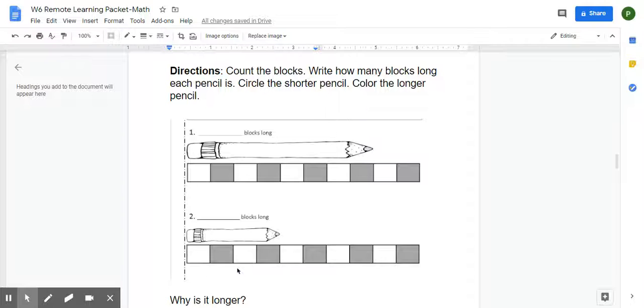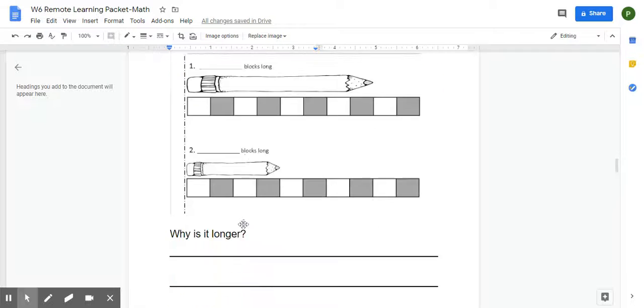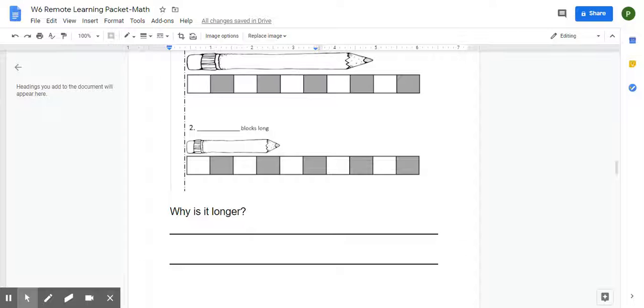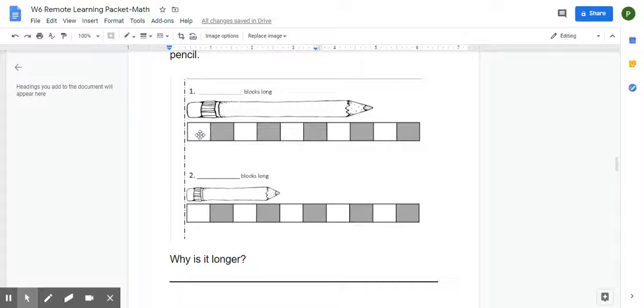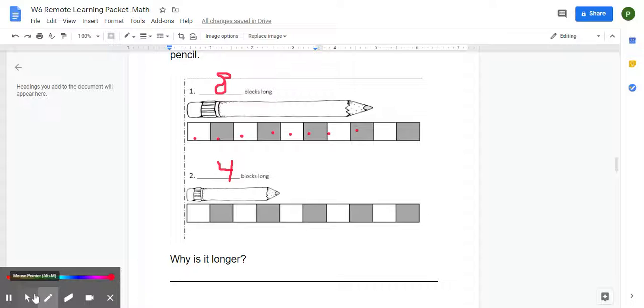You're going to do the same thing here, comparing which one is longer, but now you have to explain why it is longer. So take a look. Let's see. This is 8 blocks long. And this one is only 4. So I know that the first pencil is longer because 8 is greater than 4. We actually talked about that in kindergarten earlier in the year when we were talking about comparing numbers. So that's going to be day 2.